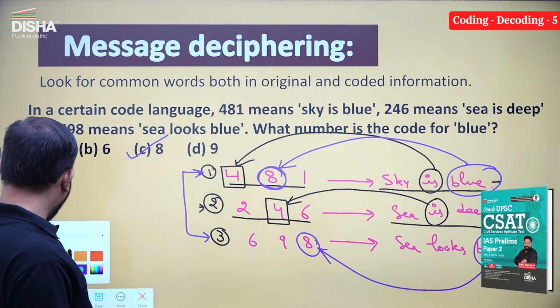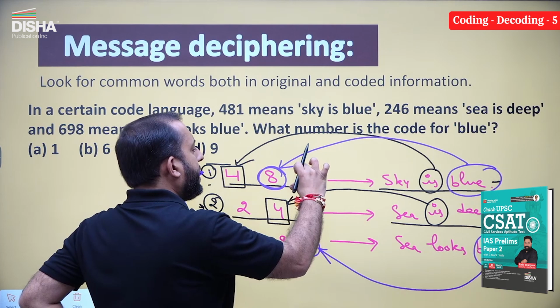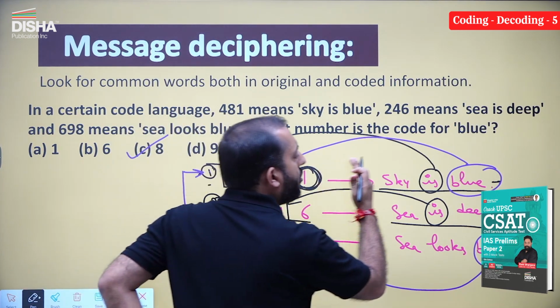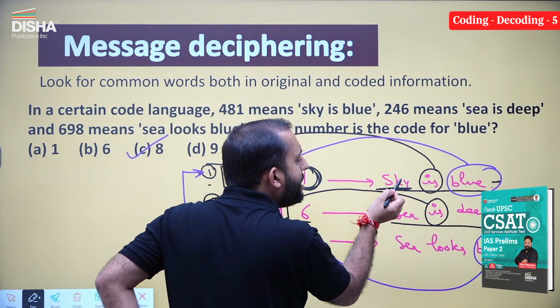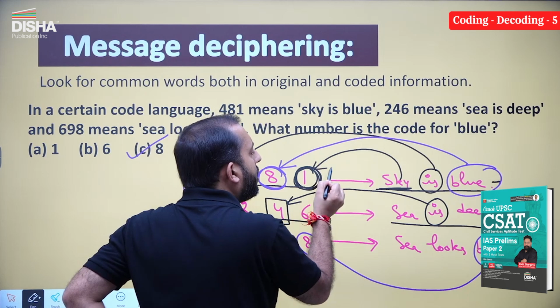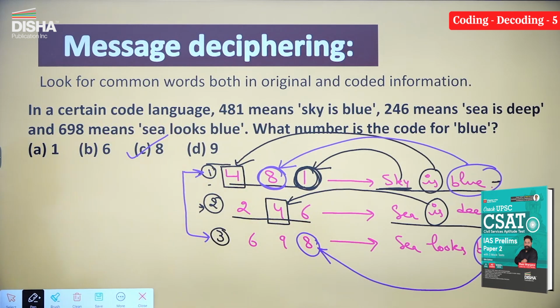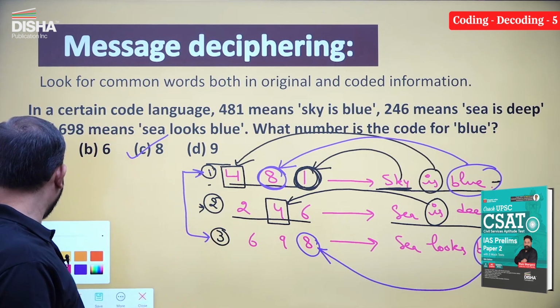Now see, in statement 1, on the left hand side, we are left with 1. And on the right hand side, we are left with the word sky. So obviously 1 should be the code for sky. Okay. Done.